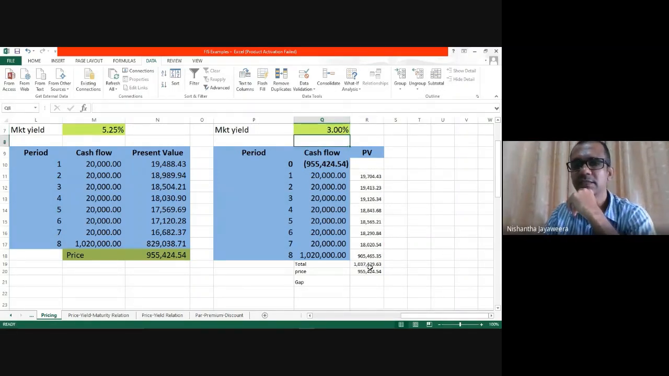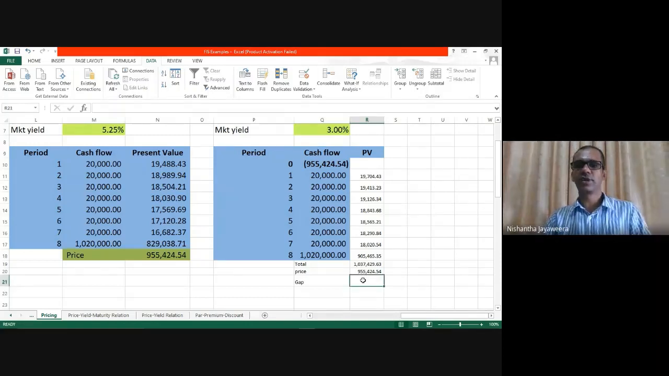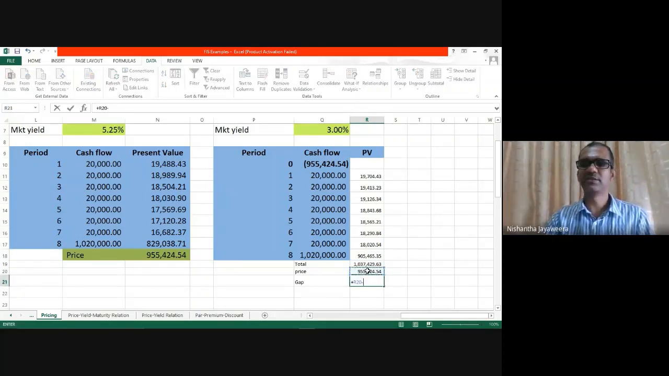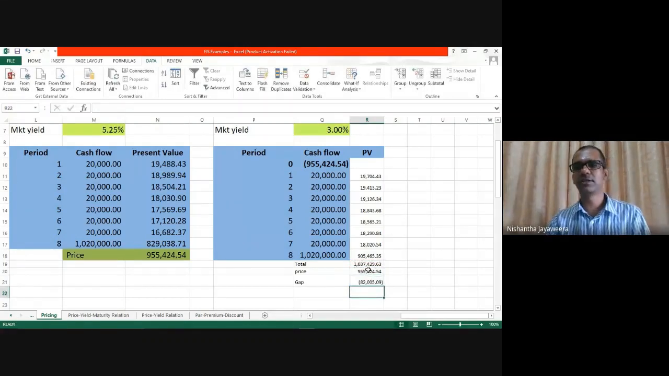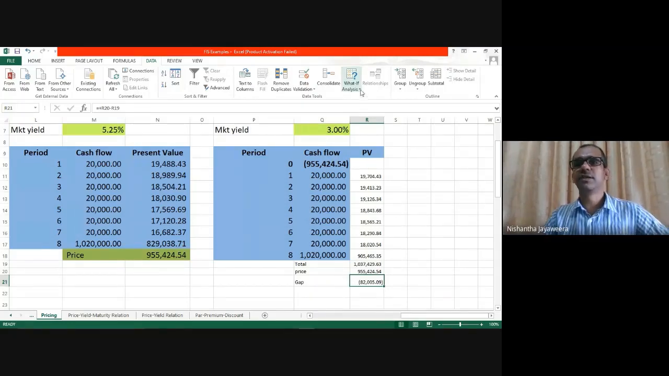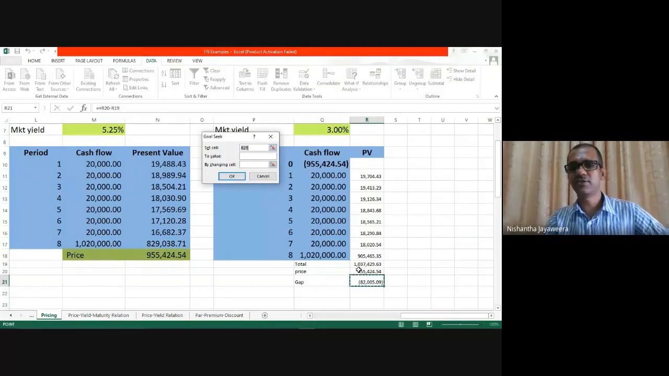The other method is, instead of typing what the target is, we calculate the gap between this total and this price. So the difference, plus 95.5 minus this. Either way, it's okay. Now it gives a difference. Again, we can follow the same steps. Goal Seek. Set cell. Still what we want to set is the cell, not this one, but the gap.